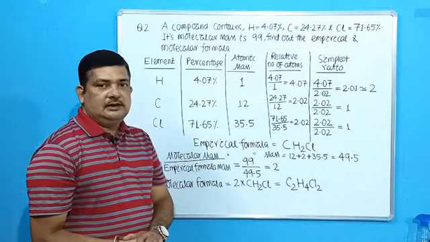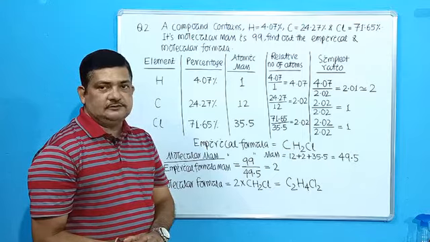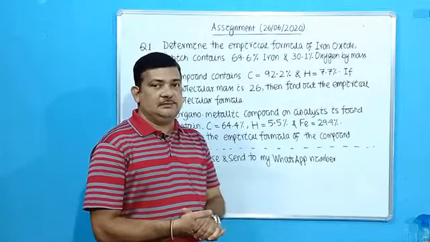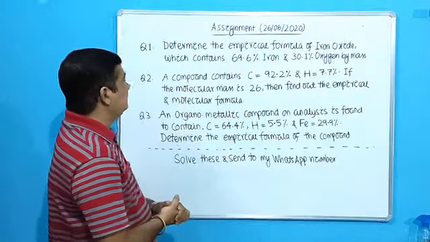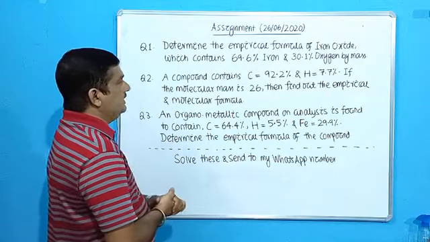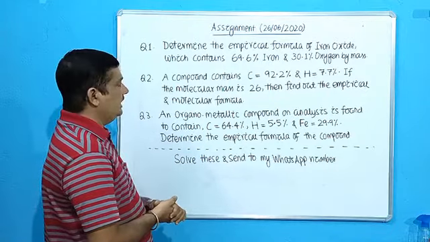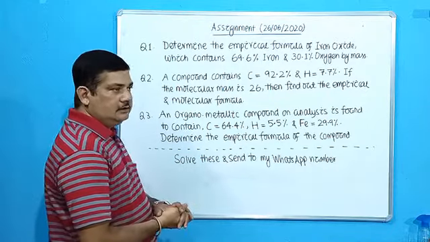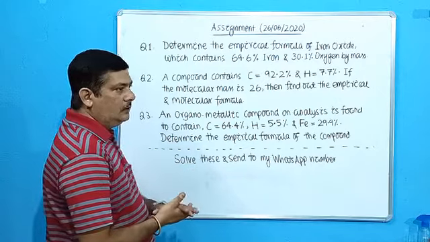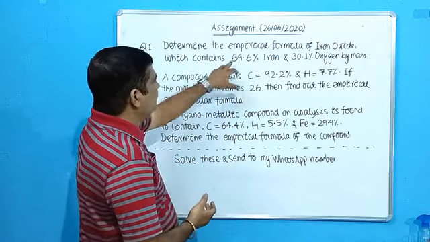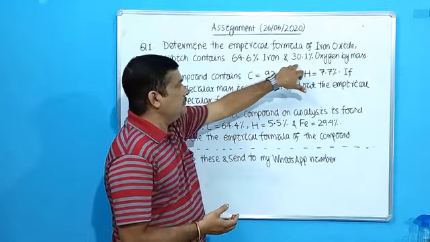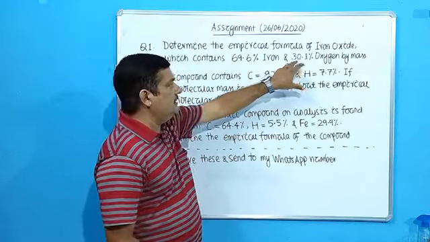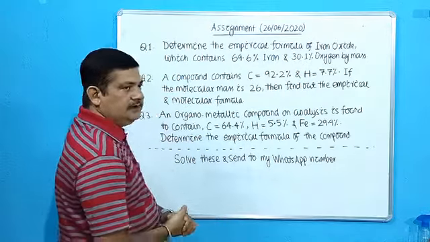Did you understand? So next I will be giving you some assignments and you send it to me after solving it. As I told you students, it is time for assignments. So these are the assignments. Question 1, determine the empirical formula of iron oxide. Iron oxide contains two elements, Fe and O. It contains 69.6% iron, that means Fe, and 30.1% oxygen, that means O. I have told you how to solve it.